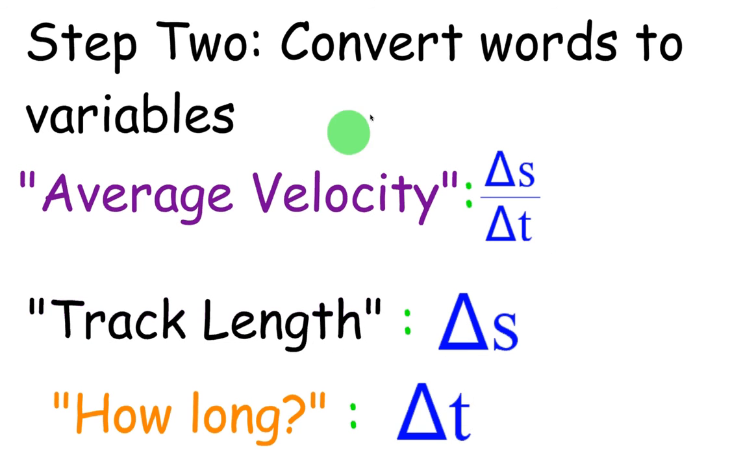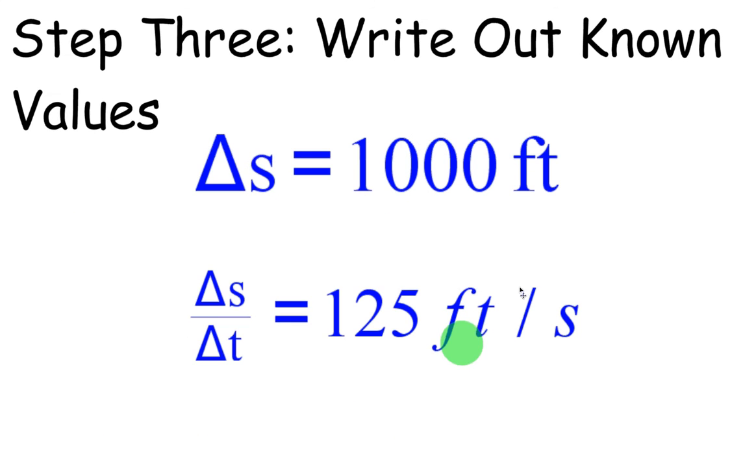Just like last time, we're going to convert our words to variables. Average velocity, again, is change in s over change in t. Track length we'll call change in s, change in position. How long is change in t? So you can see this equation is going to be very simple. We're going to write out what we know. We know the change in position is 1,000 feet, it's how long the track is, and we know its average rate of change or average velocity was 125 feet per second.